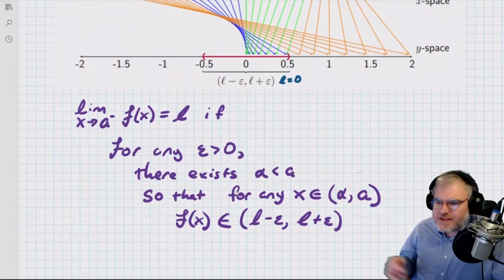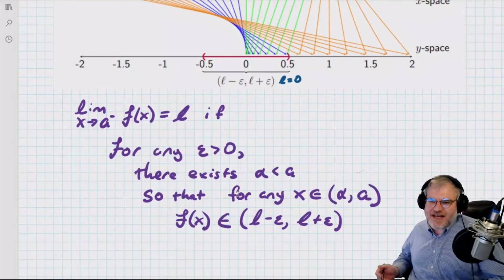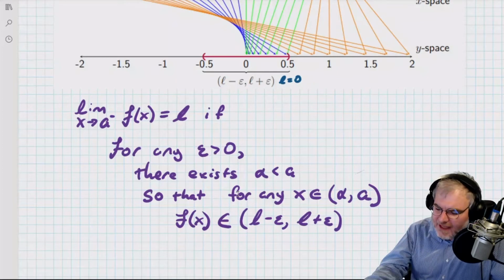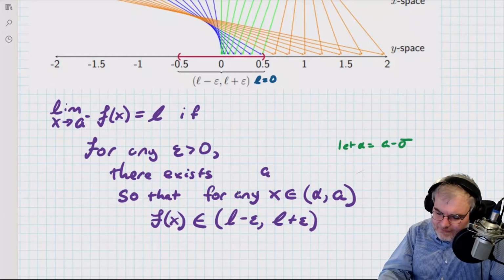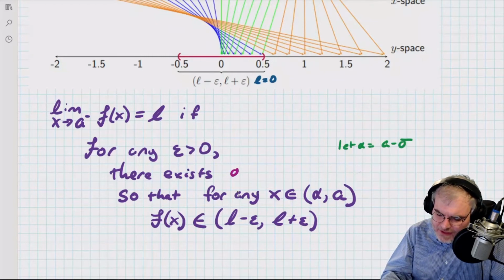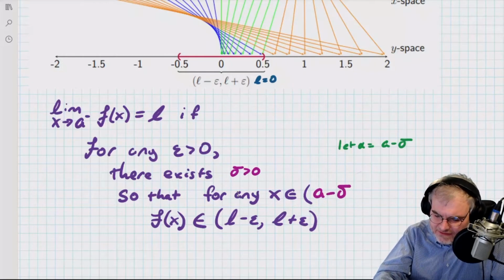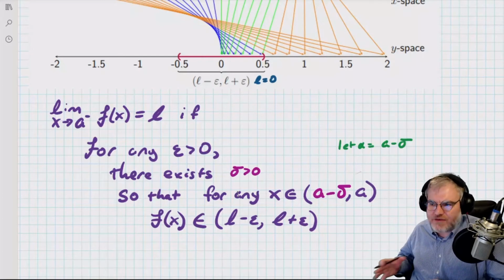Okay. Well, let's just clean up the words a little bit. I want something to be symmetrical. I said for every epsilon greater than 0, there exists an alpha less than a. Wouldn't it be nice if it was something else? So I'm going to let alpha equal a minus delta and change everything to that. So now I'm going to say there exists delta greater than 0, so that for any x in a minus delta, comma a, f of x is there. So now it's a little bit more symmetric.